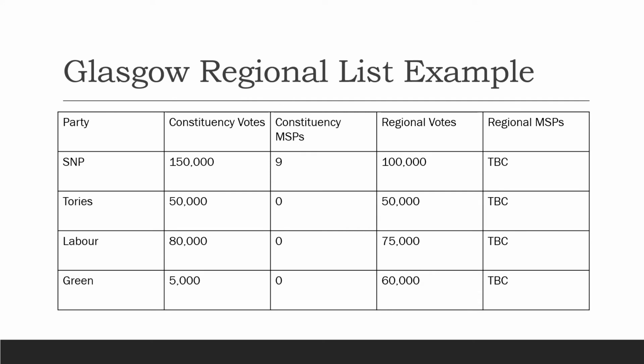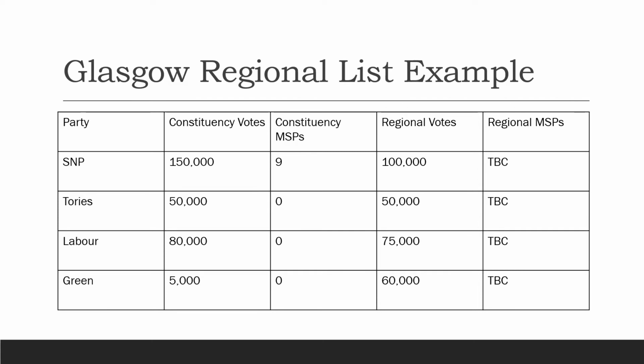Glasgow is in fact a region. It is a region that has 9 constituencies in it, and in 2016, the SNP did win all 9 constituencies. So each constituency in Glasgow, Glasgow Kelvin, Glasgow Maryhill, Glasgow Shettleston, all those constituencies, the SNP candidate got more votes than any other candidate, and so the SNP won all 9 constituency MSP seats in Glasgow.